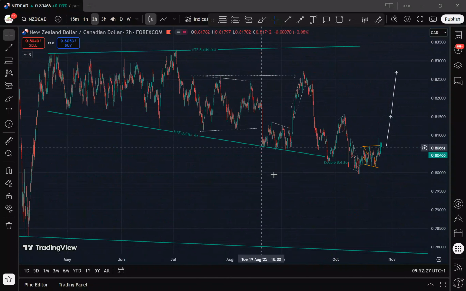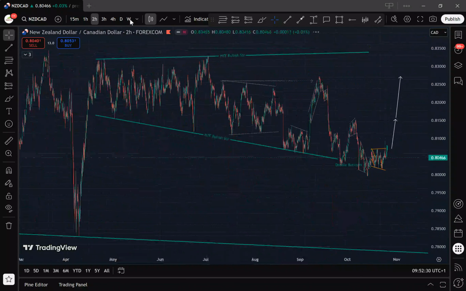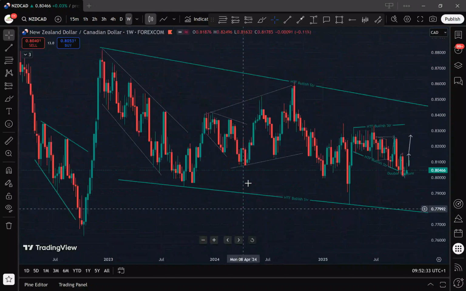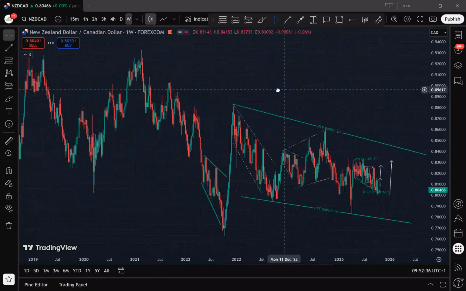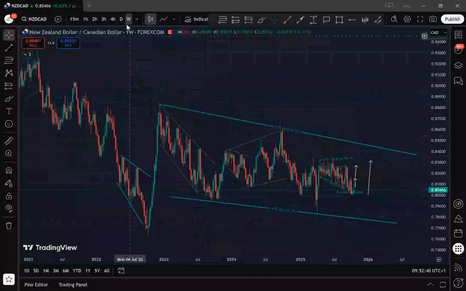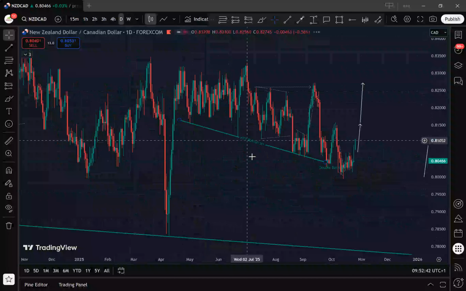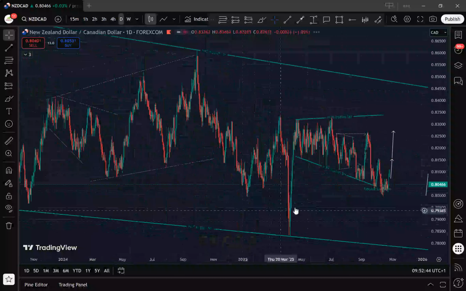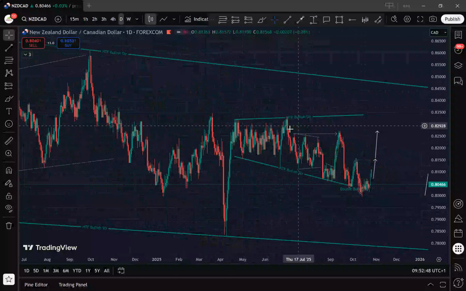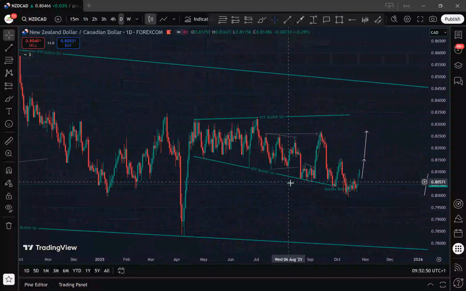This is New Zealand CAD. New Zealand CAD, we have on the weekly time frame this bullish impulse, bullish continuation structure. Then going down to the daily time frame, from the bottom of that structure, we have this bullish impulse again, and this bullish continuation structure. So right now, the price has hit the low of this structure.